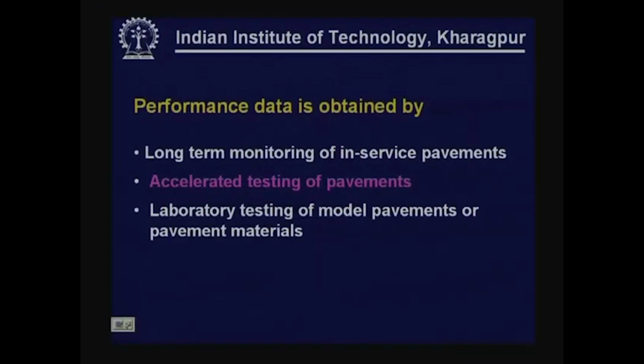If you cannot go for long term monitoring, if you cannot wait for such long periods, or you have just developed a new pavement material and you cannot construct pavements and wait for 15 years for it to fail and then collect performance data, we can go for accelerated testing of pavements in accelerated pavement test facilities. Alternately, we can test those new materials or new pavement models in the laboratory and then collect information about their behavior, and then on that basis make whatever adjustments are required to the laboratory obtained performance, and then you can still develop performance criteria for pavement design.